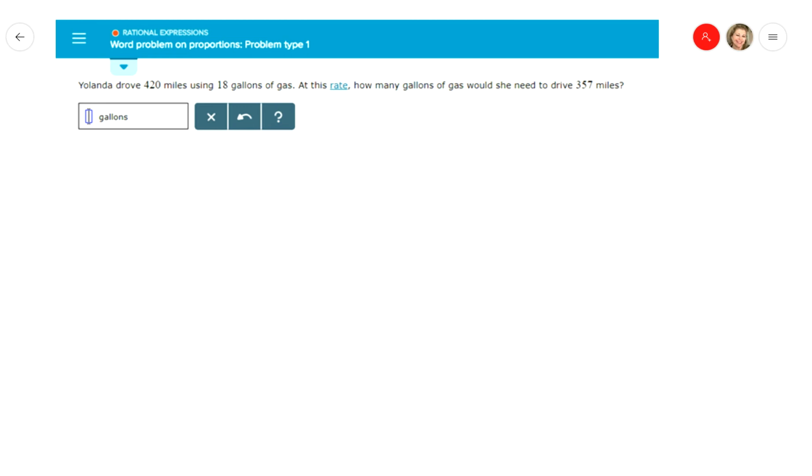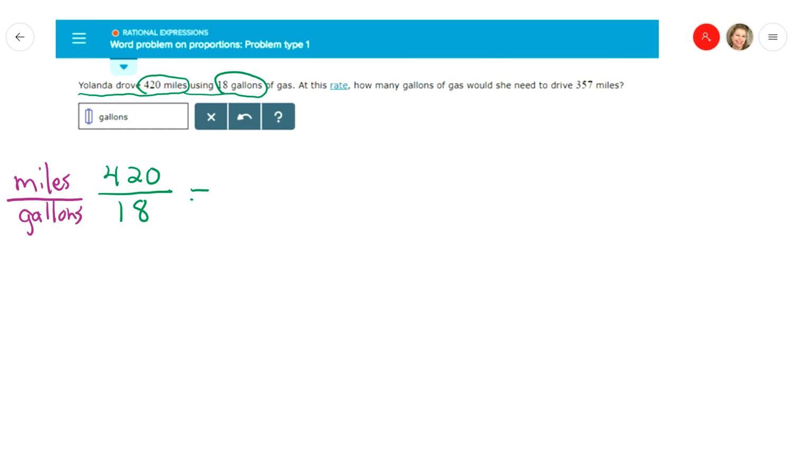And the first sentence says, Yolanda drove 420 miles using 18 gallons of gas. Now, since those two numbers go together, I'm going to put 420 in the numerator and 18 in the denominator. But what I need to realize is that I have miles over gallons. Now, when I go to set up the other side of the proportion, I also have to put miles over gallons. You cannot put gallons over miles. Numerators have to be the same units, and so do the denominators.